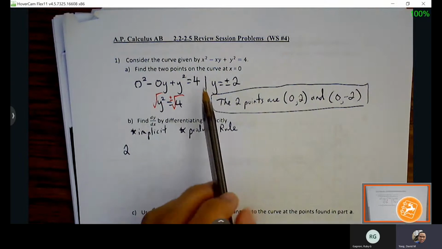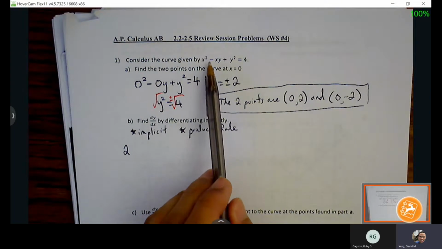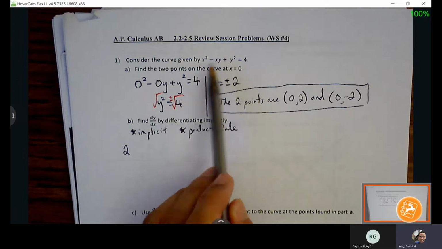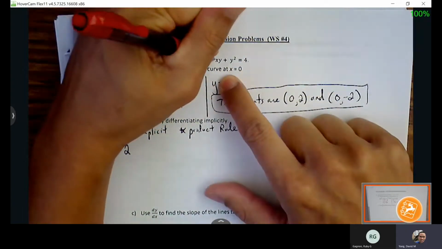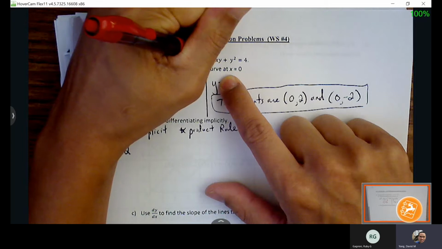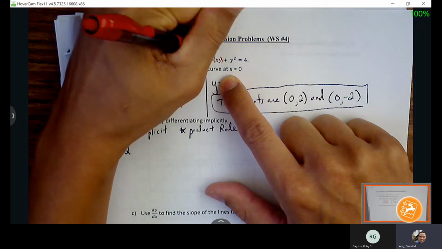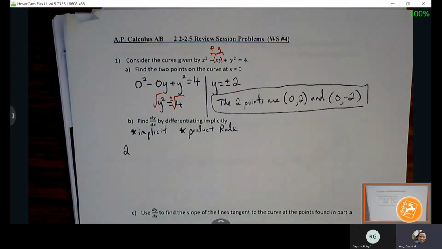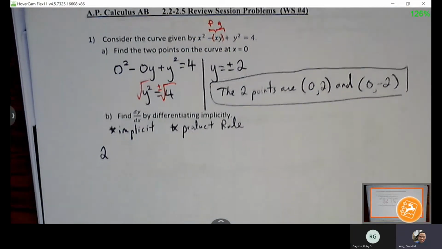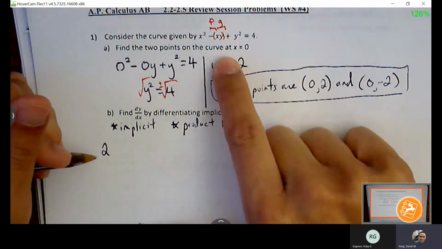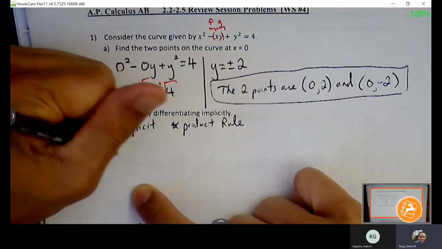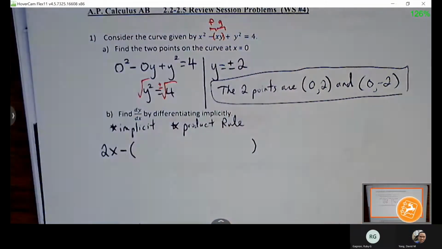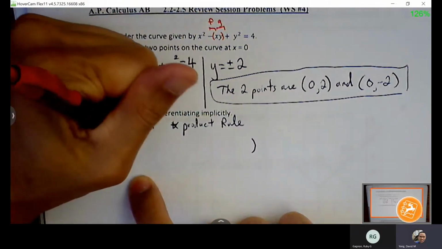Oh, and then something that I want to watch out for is the fact that there's a minus sign here. I like to put that xy in a set of parentheses because otherwise I feel like I may forget about distributing that negative through when I'm done with product rule. Okay, so x squared becomes 2x. Save space for product rule here.